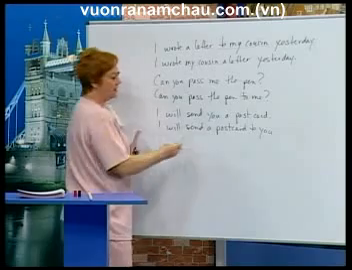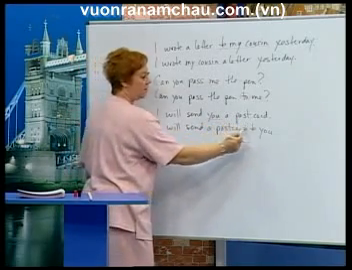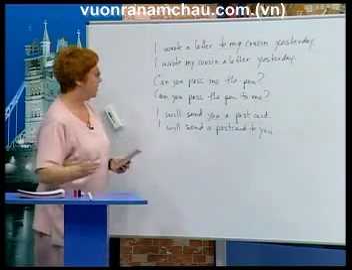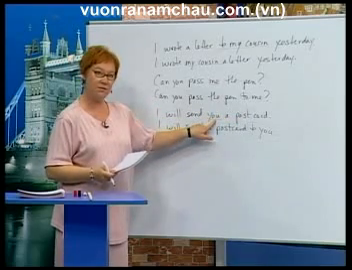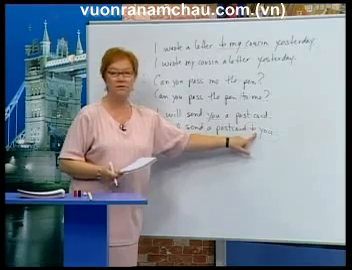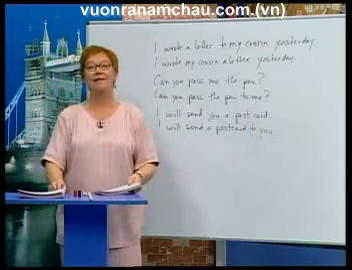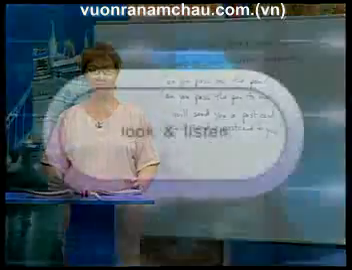Okay? Again, we took "you," because this is the direct object. "You" becomes "to you." So, when it comes before the object, no "to," no "for." When it comes after the direct object, we have "to" or "for." Okay? All right. Now it's time to look and listen.